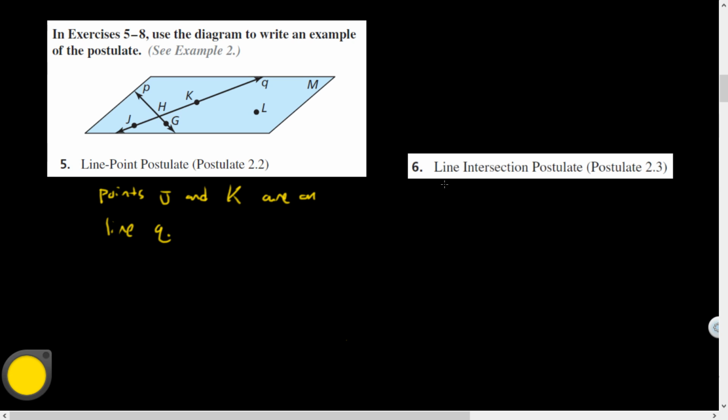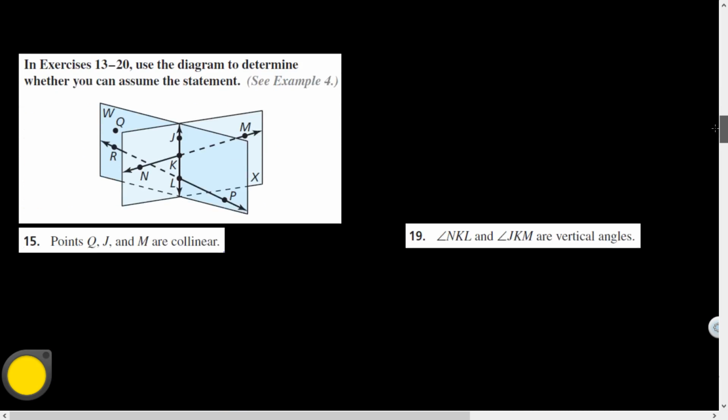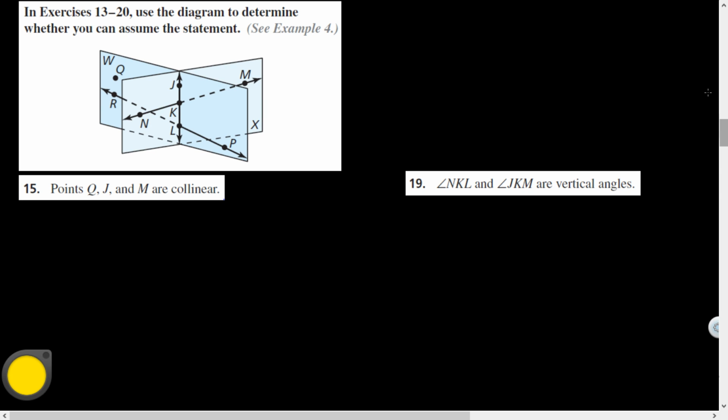So I'm going to say that point H is the intersection of lines Q and P. Right? And that's lowercase p. I guess there wasn't an uppercase, so we're fine. All right, so it's just kind of like referencing the postulates, being aware of what they say, and then applying them.